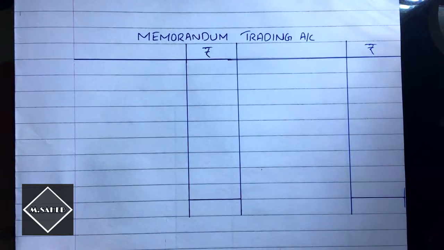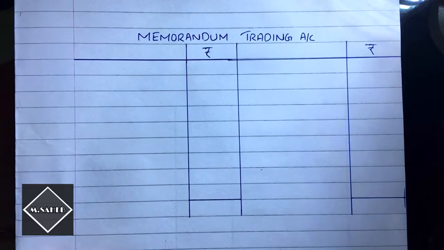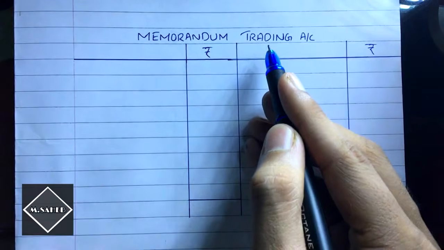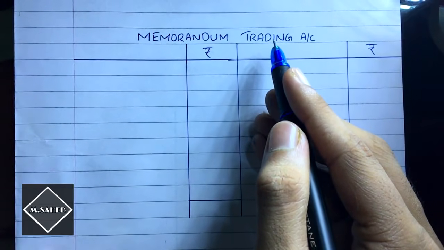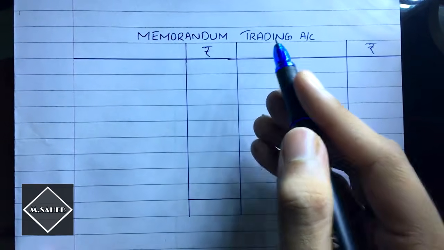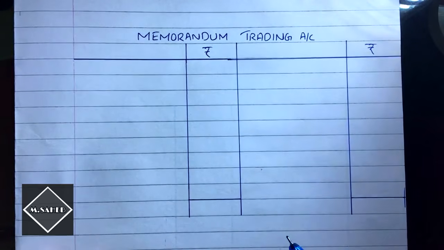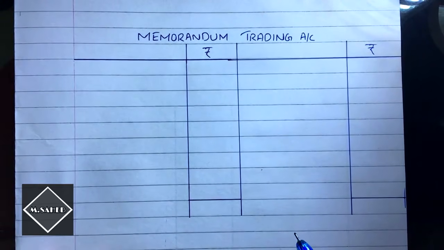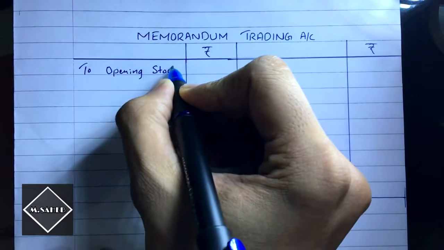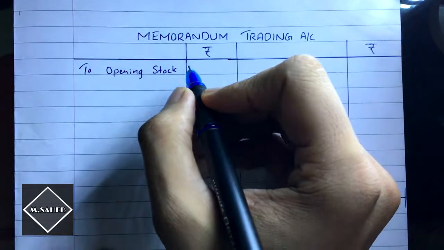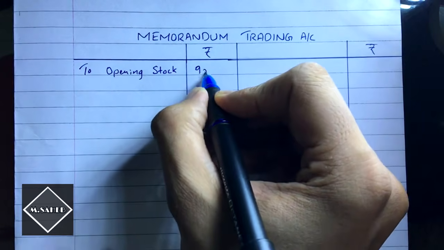Okay. After preparing the debtors account and then finding out the sales as a balancing figure, we need to prepare the memorandum trading account. This account is prepared to find out the closing stock on the date of fire. To prepare this account, first we need to take to opening stock, and it's given in the question as 90,000.